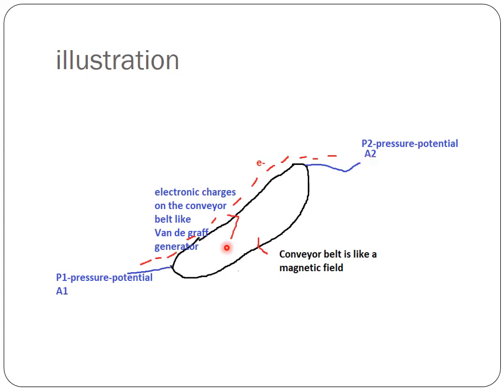A simple illustration: the magnetic field is like a conveyor belt. The electrons are flowing from low potential to high potential. I'm injecting the DC current here. Therefore, the electrons are flowing like this, so they experience a motion. So this is the concept. And how is it going to be a source for radiation?